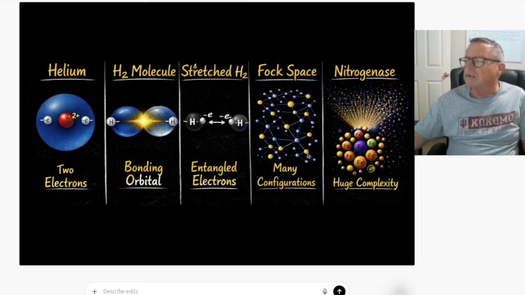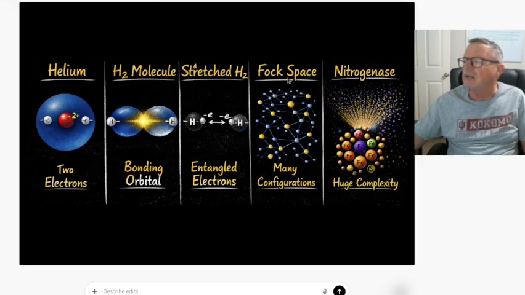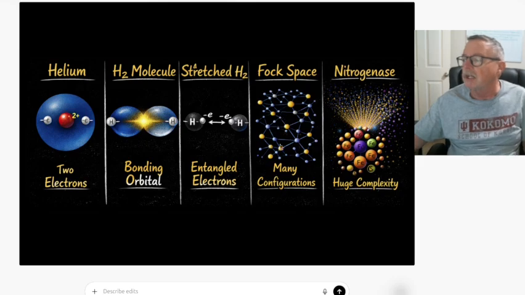Let's start this video with this cool visual. Here's our goal, nitrogenase. Huge complexity. Then this Fock space, which is unfortunate, this guy had his last name as Fock. But anyway, many configurations there. So this is not as complicated, and we can get fairly complicated even with a single atom of carbon.